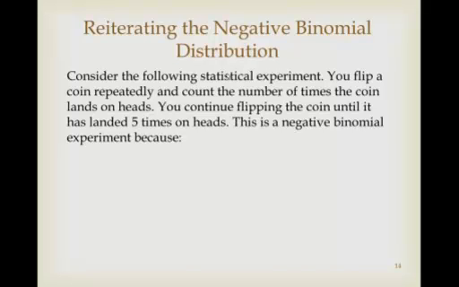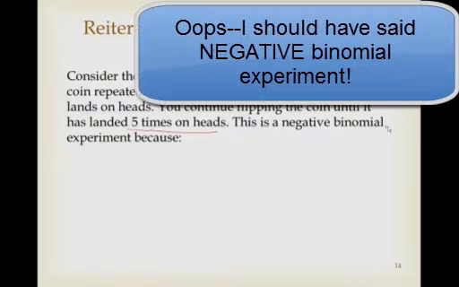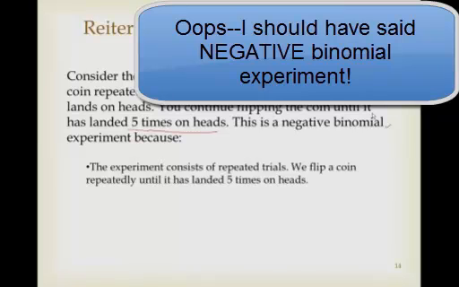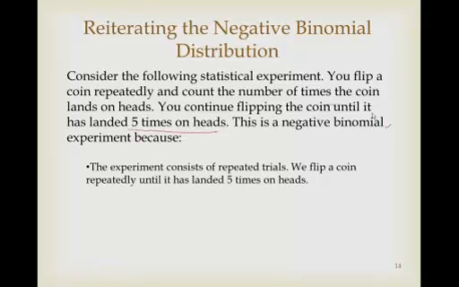Consider the following statistical experiment. You flip a coin, you count the number of times the coin lands on heads, and you continue flipping the coin till it has landed 5 times on heads. This is a negative binomial experiment. Why? Because we've got a certain number of repeated trials, and we flip a coin repeatedly until it's landed 5 times on heads. So every trial has just 2 possible outcomes, heads or tails.